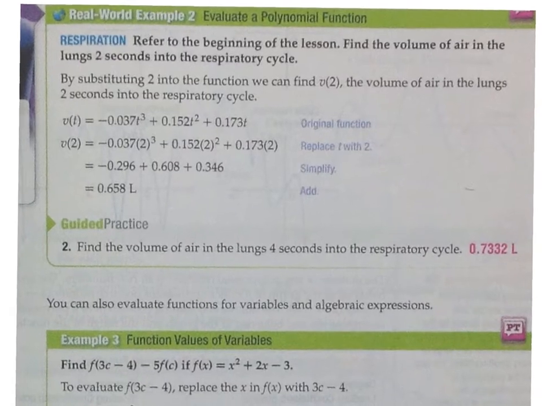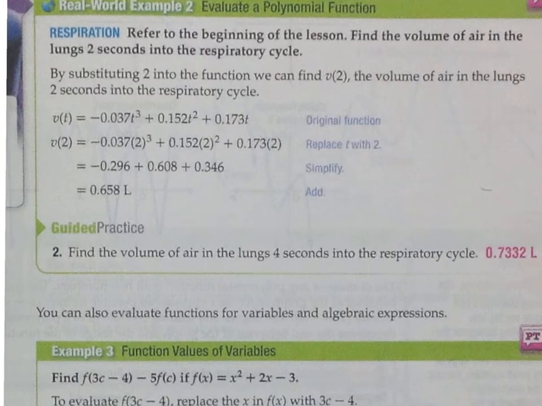So right here they have a real-world situation. Actually, this is page 323 in your books. If you wanted to follow along in the books, you could open up to page 323. And what they have here is they give you a function V of t, and the V of t function refers to the volume of air in the lungs after a certain amount of time. Okay, so the V of t function is the function that gives you the volume of air in your lungs after a certain amount of time.